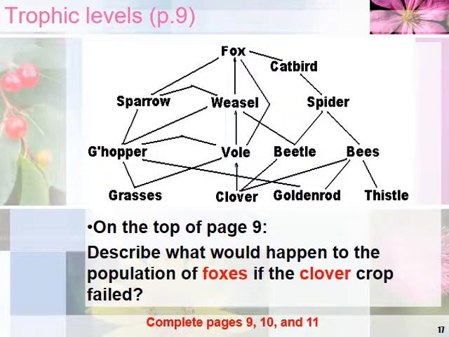So, for example, they give us: what happens if the clover population fails? So, if the clovers go down, what's that going to do to the foxes? Well, if the clovers go down, then the voles should go down. If the voles go down, that means the weasels would go down.